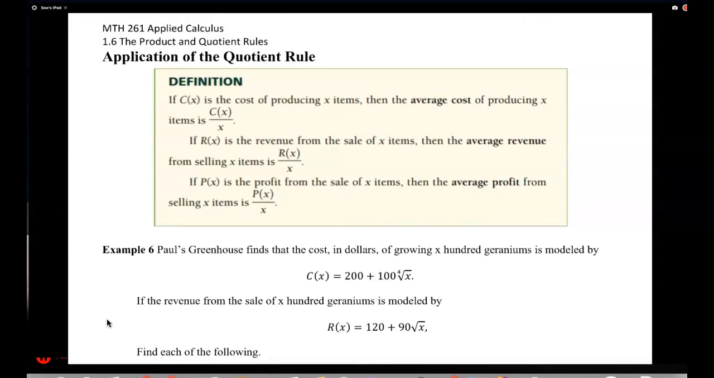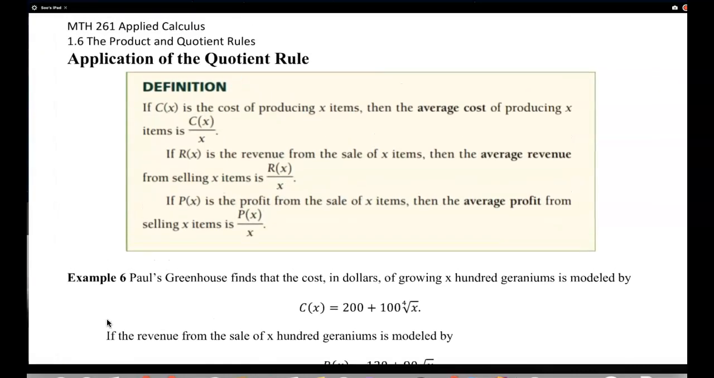So we're looking at application of quotient rules. We have three quotient functions. To find the average cost, just like how you're finding the average grade, like you take 5 tests and you want to find the average of those 5 tests, you add them all up, you find the total, and you divide by however many tests you took. Same thing, we're finding the average cost, so we're going to divide the total cost C of X by X items. So it's going to be a quotient.